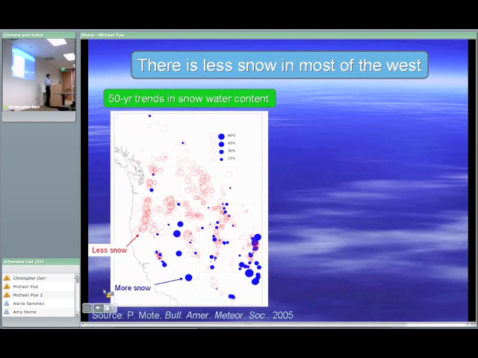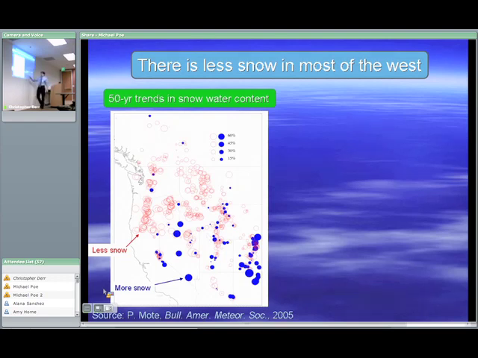I want to show you some trends in other climatic variables. And I'll show you, I think, a consistent picture of warming and impacts of warming on the hydrological cycle. These are also trends over the latter half of the 20th century. These are trends in snow water content, the snowpack over the west. And blue means there's actually more snow. Red means there's actually less snow. And what you see is in most of the western U.S., a reduction in snow.